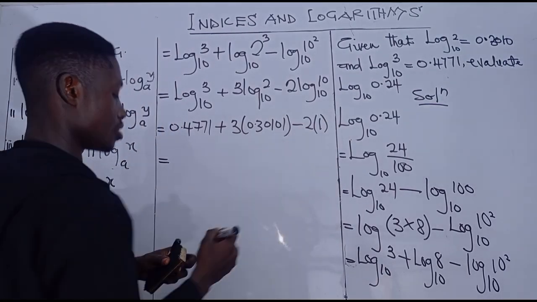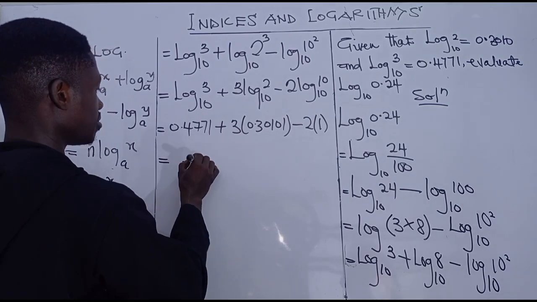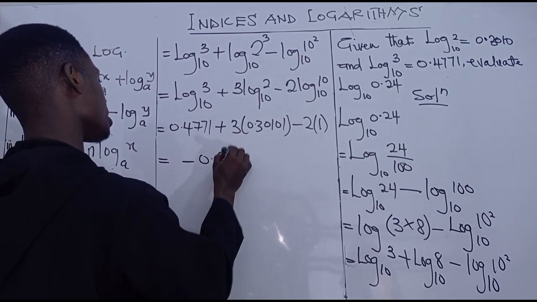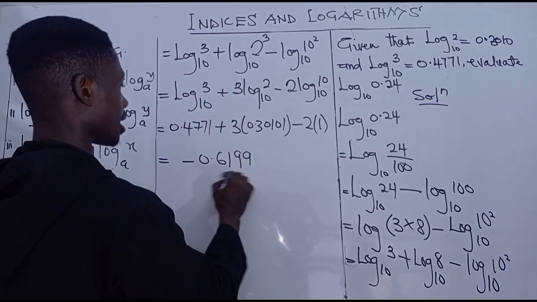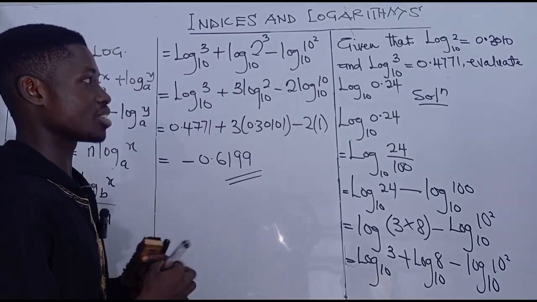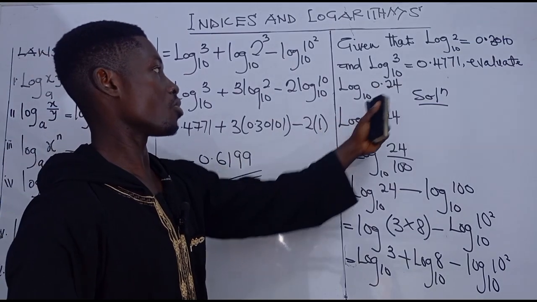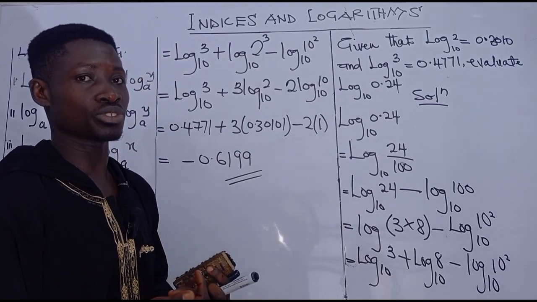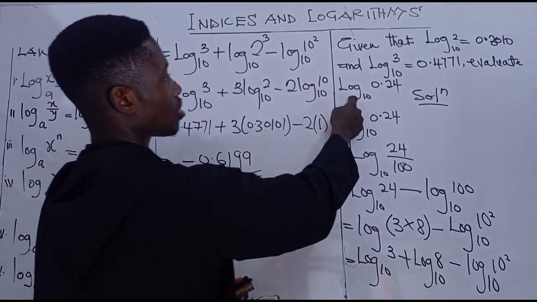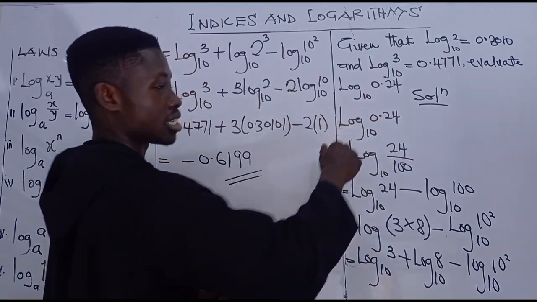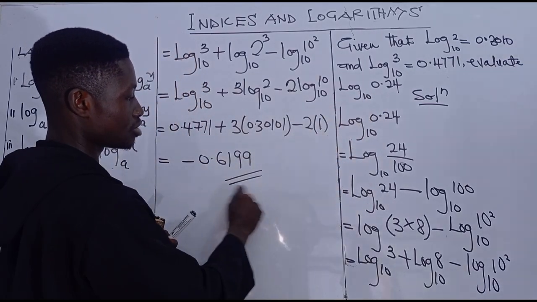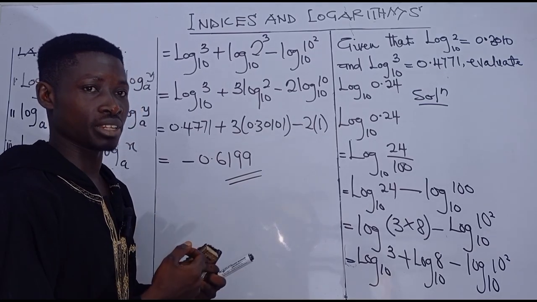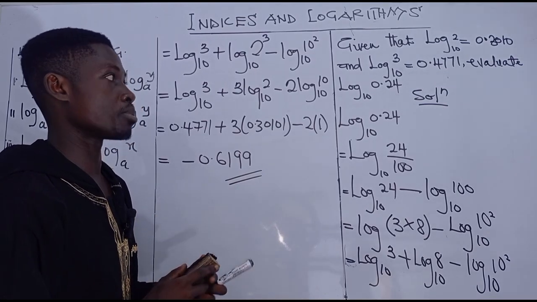Now when you punch all of this using your calculator, you shall have negative 0.6199, and this is the value for log of 0.24 to the base of 10. At the end, you can always cross-check it with your calculator by punching log of 0.24 to the base of 10 on your calculator, and it is going to give you this very value. Let's look at our next example.